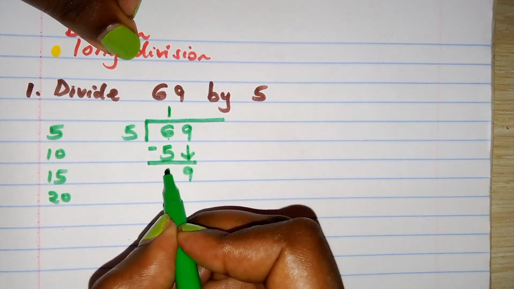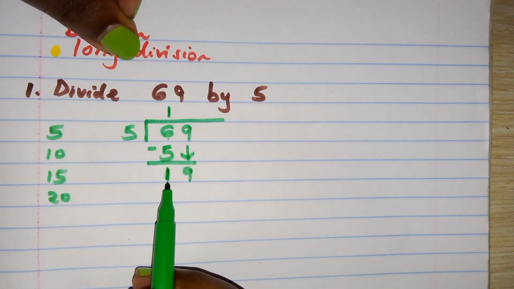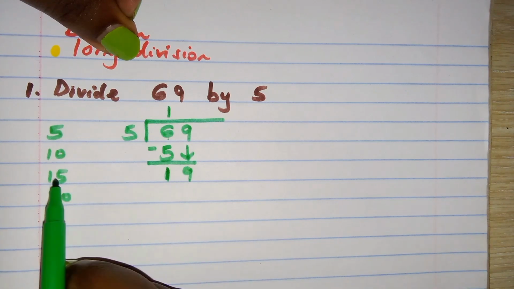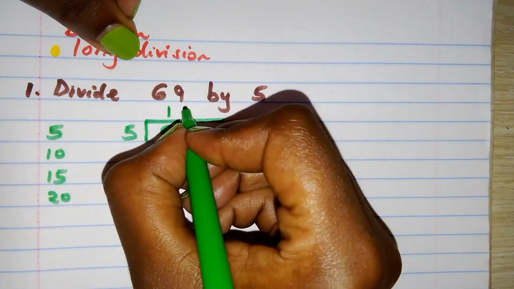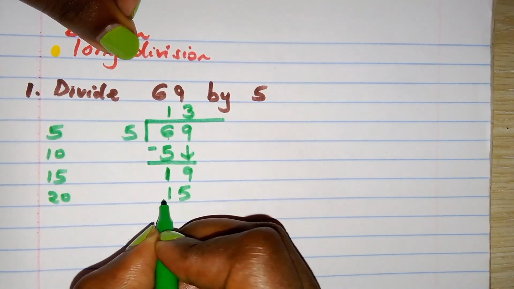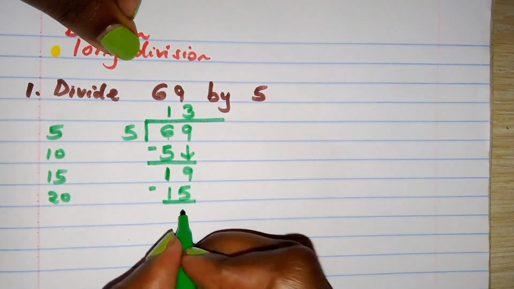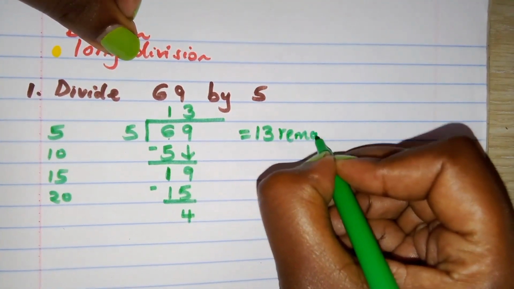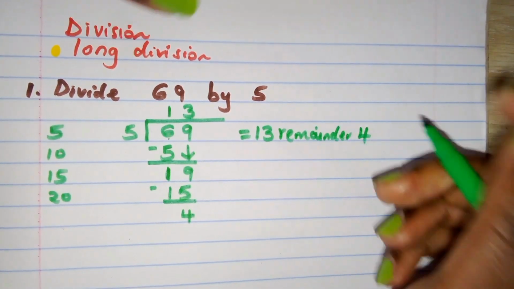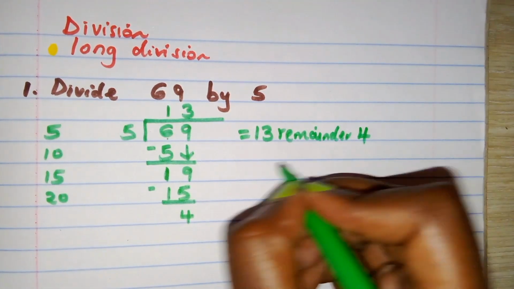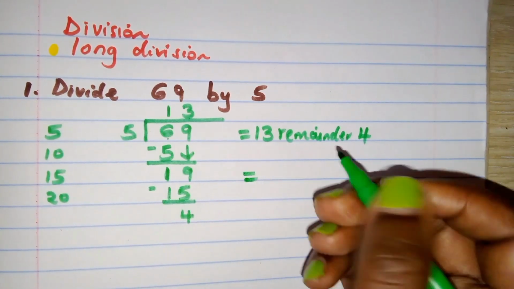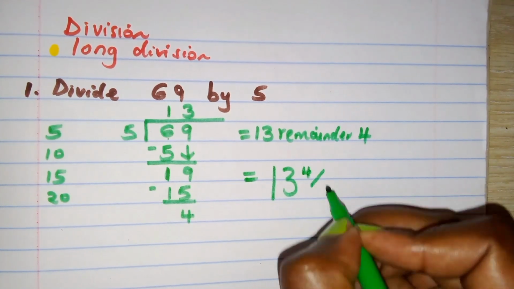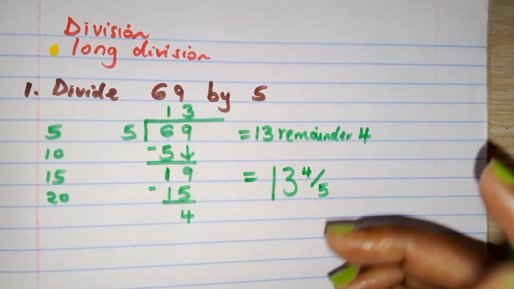Drop the 9. Becomes 19. The nearest number to 19 would be 15. So we can't take 20 because it's greater than 19. So 15. 1, 2, 3. So 3 times because of 15. And here the answer, 19 minus 15 is 4. So the answer would be written as 13 remainder 4. And because we've covered fractions, you can write this as a fraction. So 13 whole, and the remainder would be the numerator over 5.